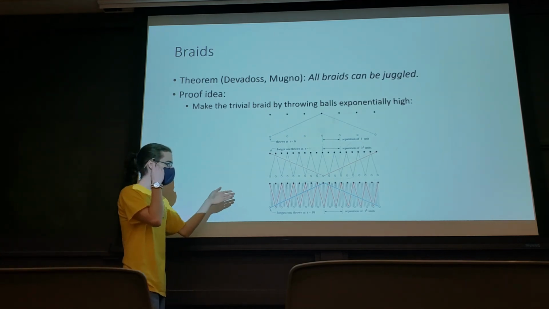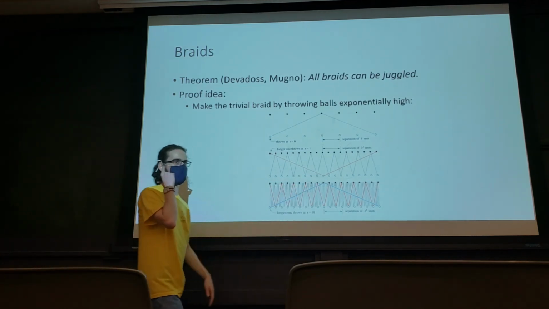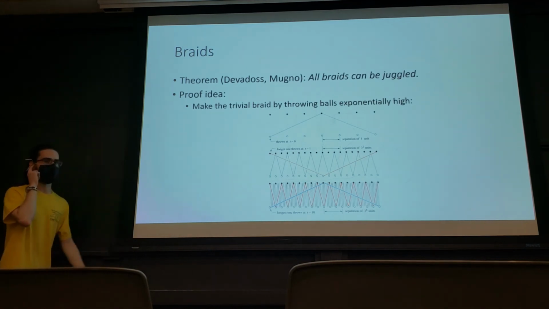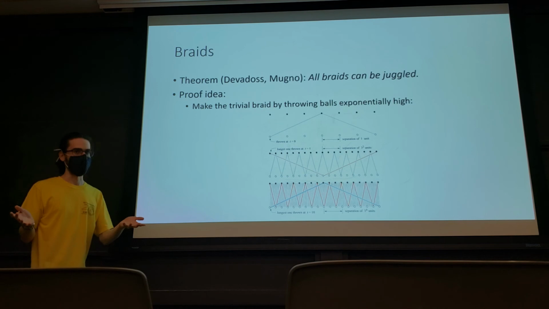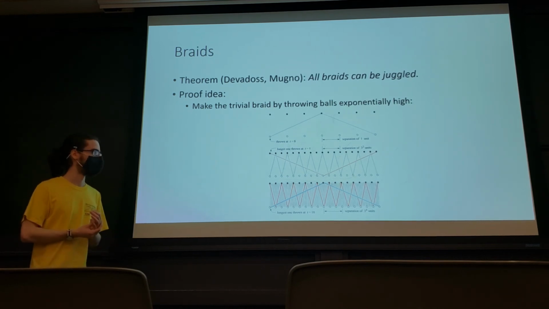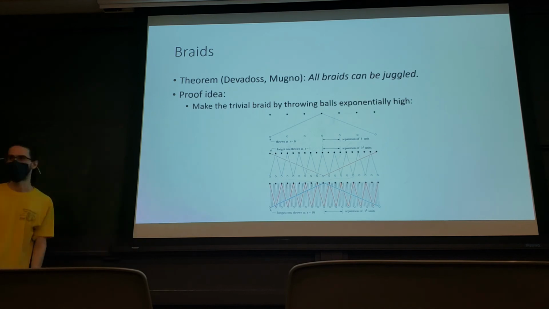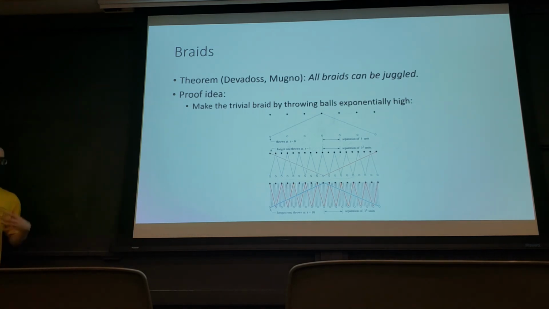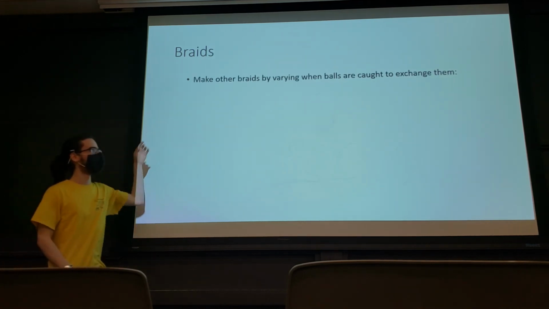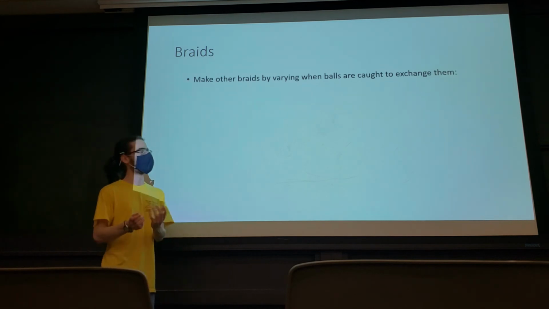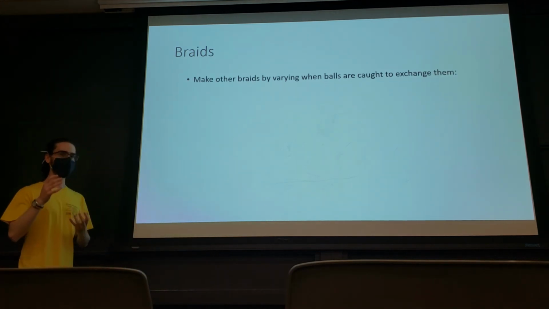And then we throw the third ball 9 times higher still. And so this means that basically none of the balls are interacting with each other in a topological sense. And so we get a trivial braid, where all the strands are just distinct from, or completely disjoint from each other. And then we can make other braids just by varying when exactly we're catching the balls and exchanging them.